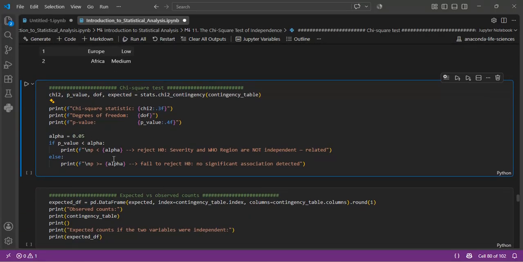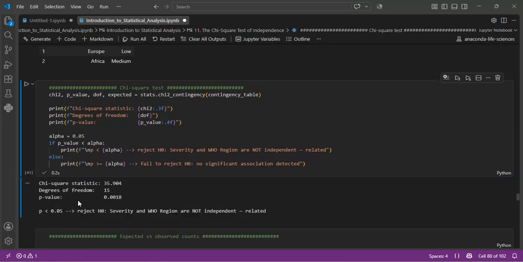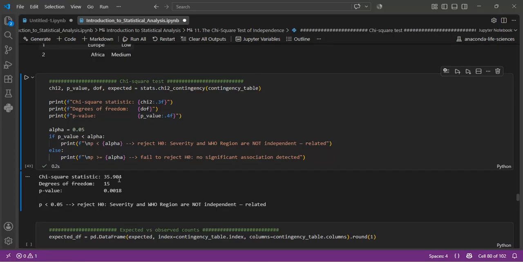So the chi-square statistic, which measures the differences in the data, is 35.90. Degrees of freedom is 50. And then the p-value is 0.08. So let's look at the condition. Since this p-value is way less than 0.05, then it means that we are going to reject the null hypothesis, which says that severity and WHO region are not independent. That is, they are related.